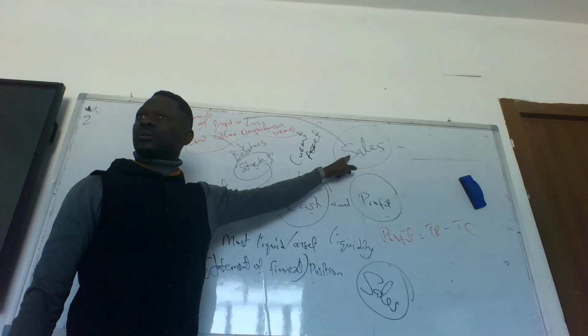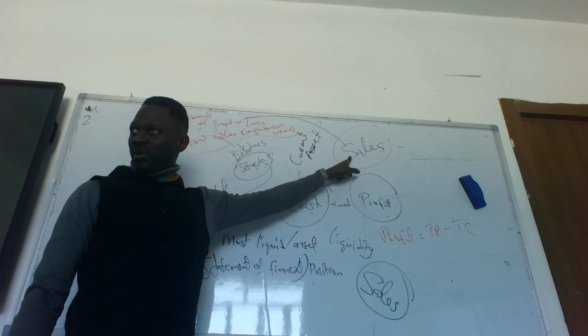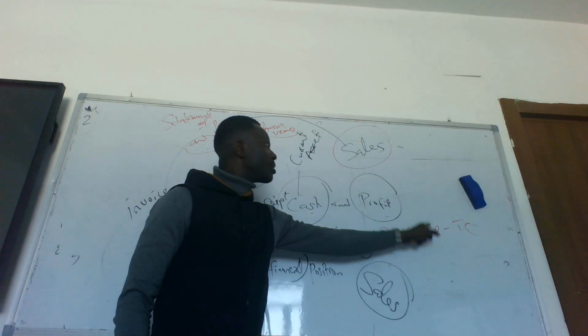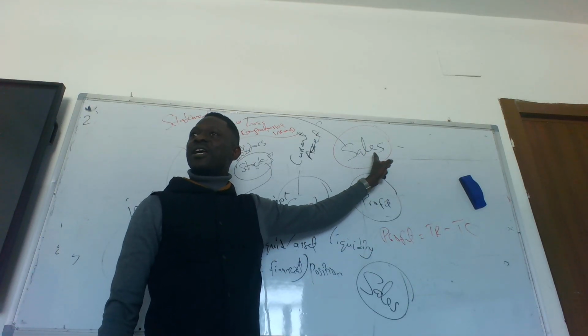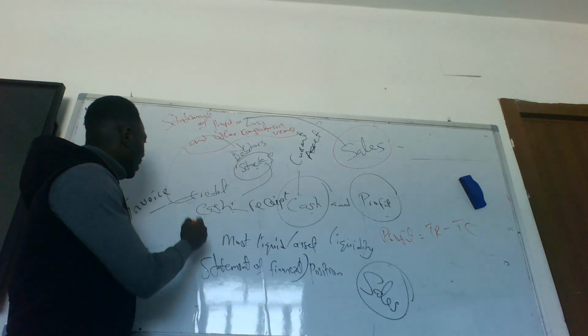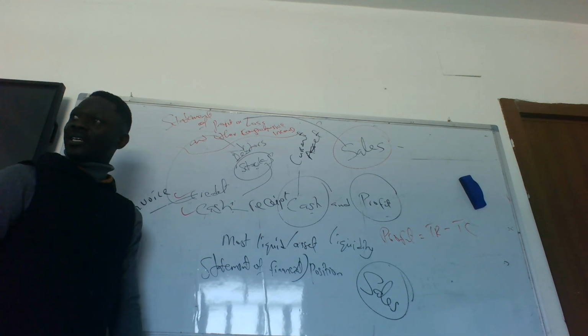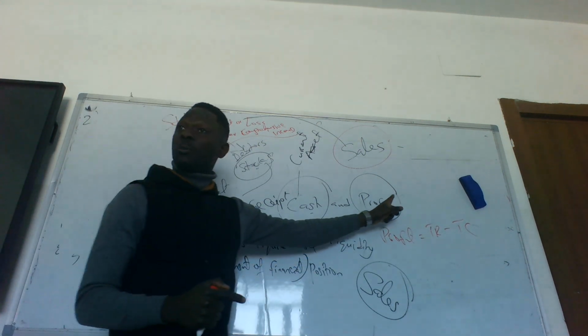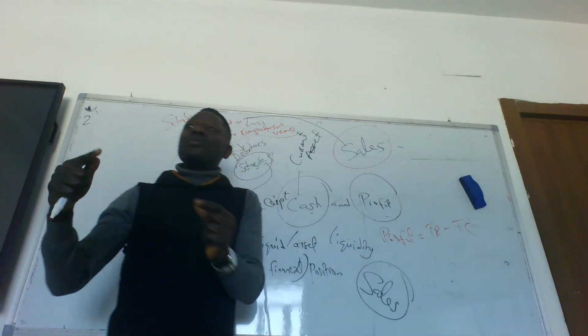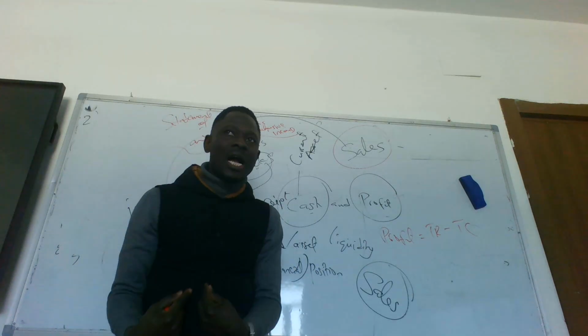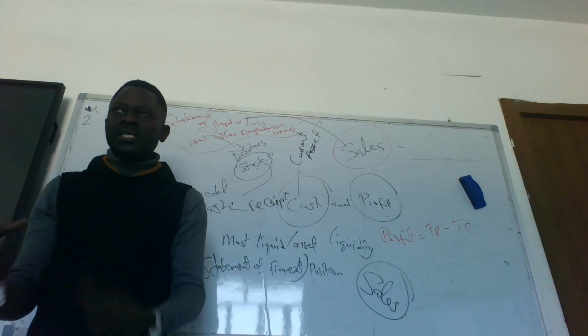TR is your total sales. Are you with me? Yes. TR is what? Your sales. Then how do you get your sales? Your sales is part credit and part cash. So it simply means you are calculating your profit with those things you have sold without receiving cash, and those things you have sold when you receive cash.